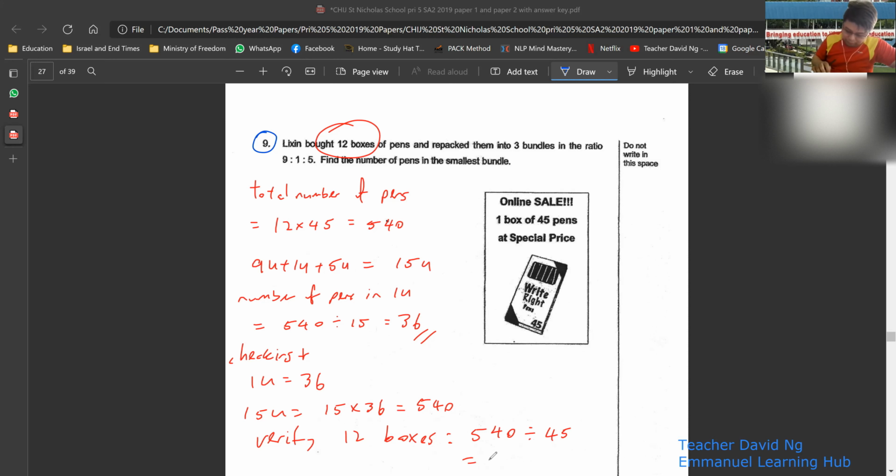Okay. 540 divided by 45. Yeah, you know why? Yes. This is the way to check. Okay, this is a very powerful way to check.